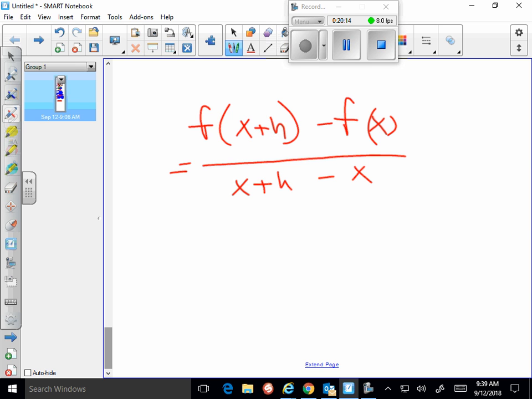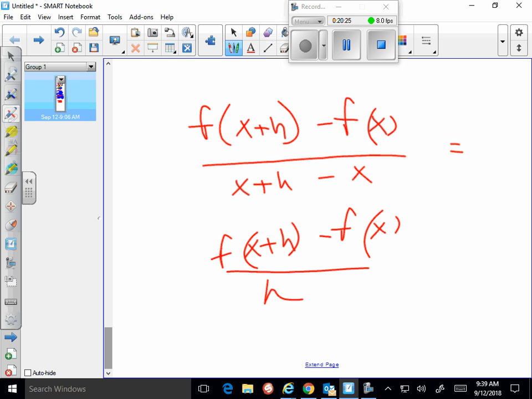Which we could simplify to be f of x plus h minus f of x, all over h. That's a slope formula. Anyone remember seeing that before? Yeah, we saw that last year in chapter 1. We called it the difference quotient. It's called the difference quotient because look, there's a difference, and look, there's a quotient. Okay, this is the difference quotient.